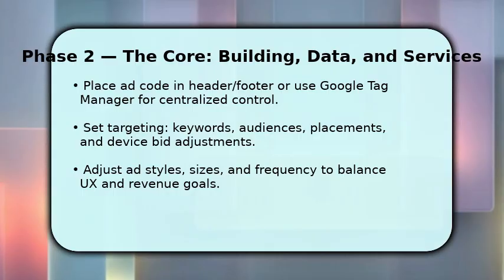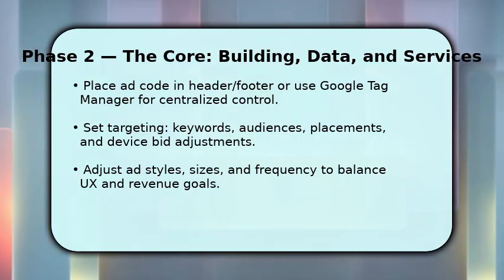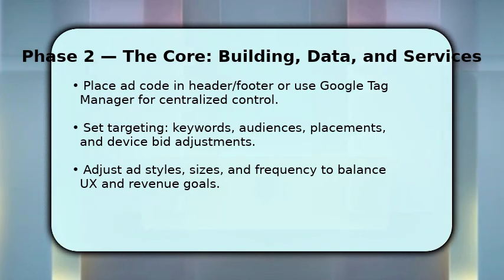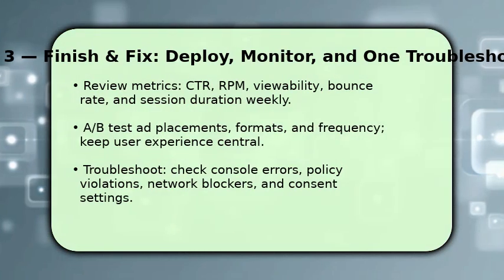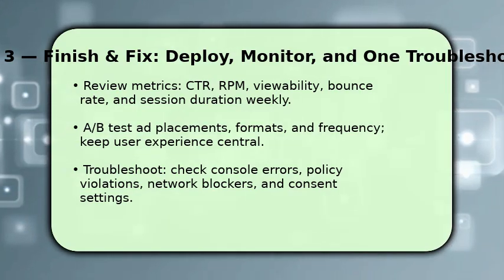Monitor initial click-through and viewability metrics, and make incremental changes to minimize disruption while improving RPM. Finish by optimizing and validating results. This keeps revenue growing without harming experience.